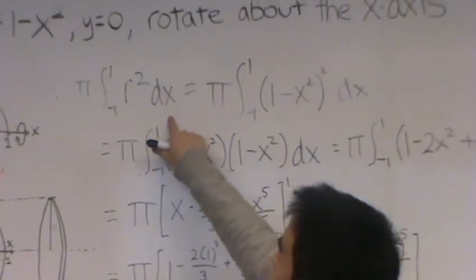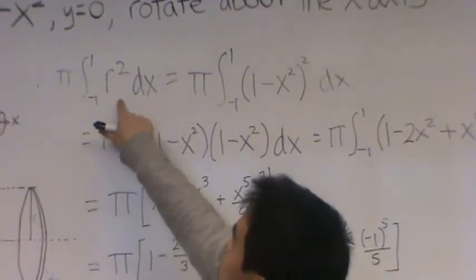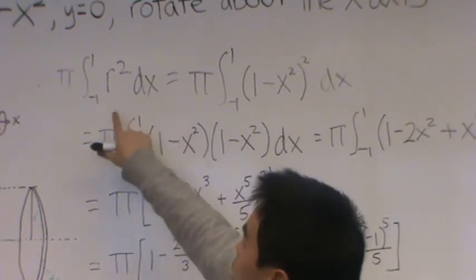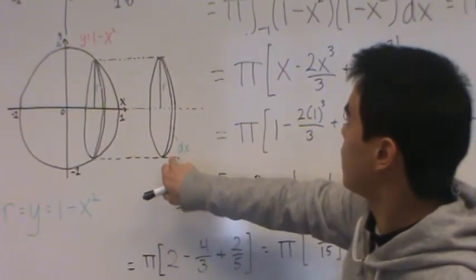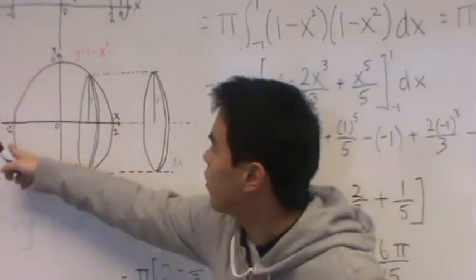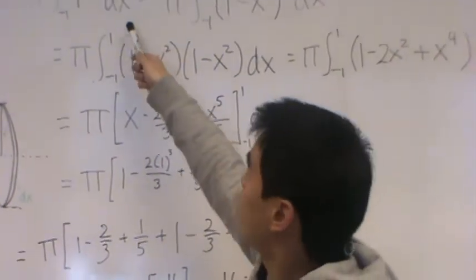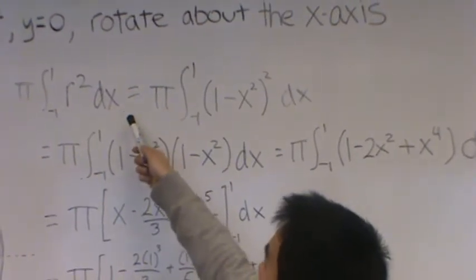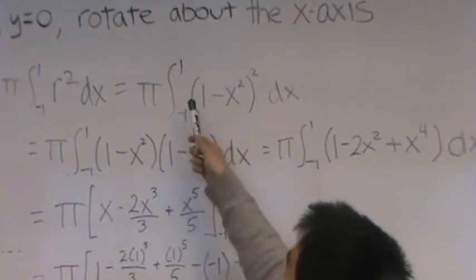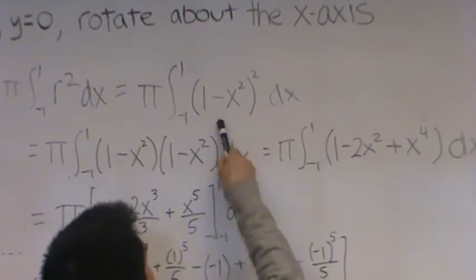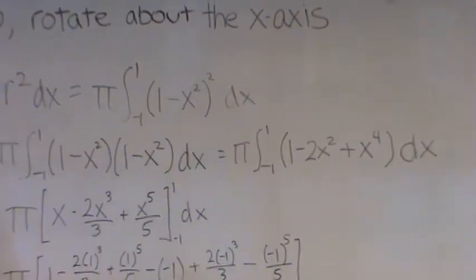What we're going to work with is the integral from -1 to 1 of pi r squared dx. This will help us find the volume of all these little cross sections of the cylinders from one end all the way to the other end, and that'll give us the total volume. From here, we just plug in everything. We get pi times the integral from -1 to 1 of r squared, which is (1 minus x squared) squared, times dx.